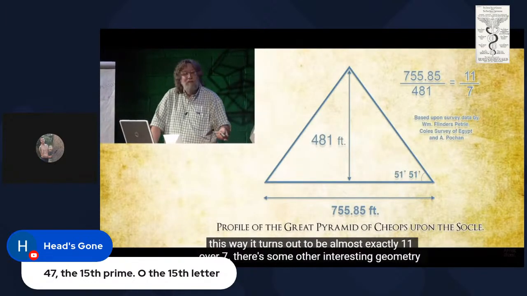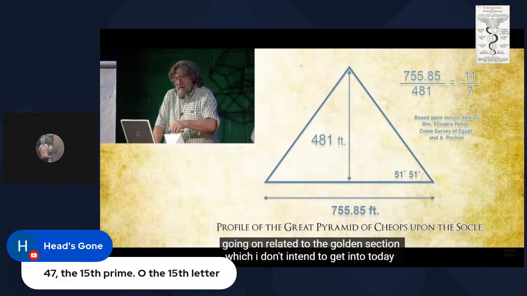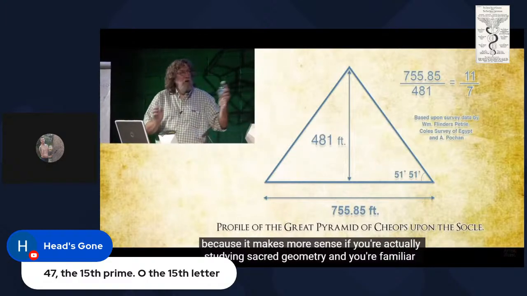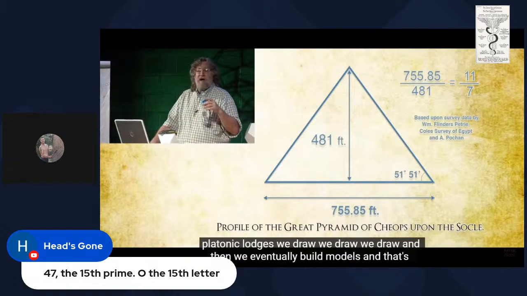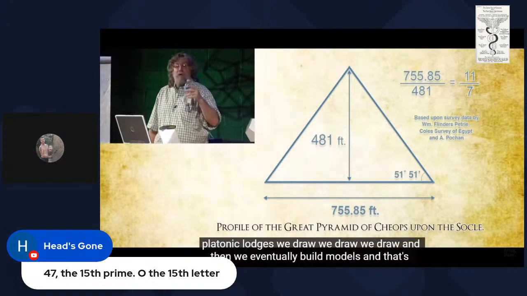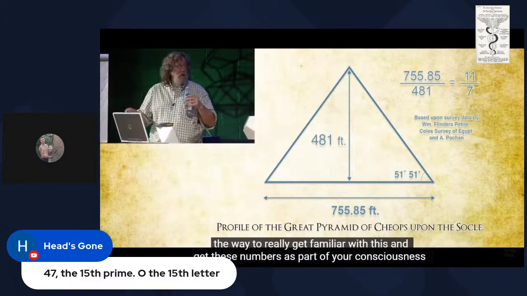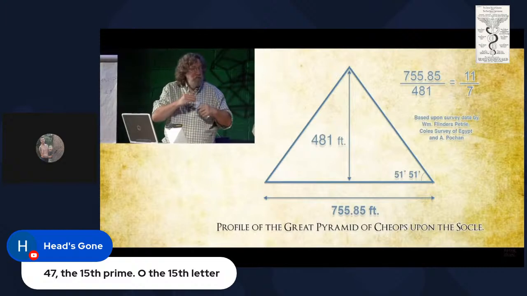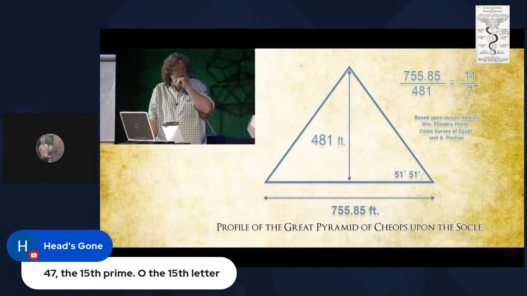There's some other interesting geometry going on related to the golden section, which I don't intend to get into today, because it makes more sense if you're actually studying sacred geometry and you've made these drawings. In a sacred geometry class, just like in the old Pythagorean and Platonic lodges, we draw, and then we eventually build models. That's the way to really get familiar with this and get these numbers as part of your consciousness. So I'm not going to get into the connection with the golden section today.